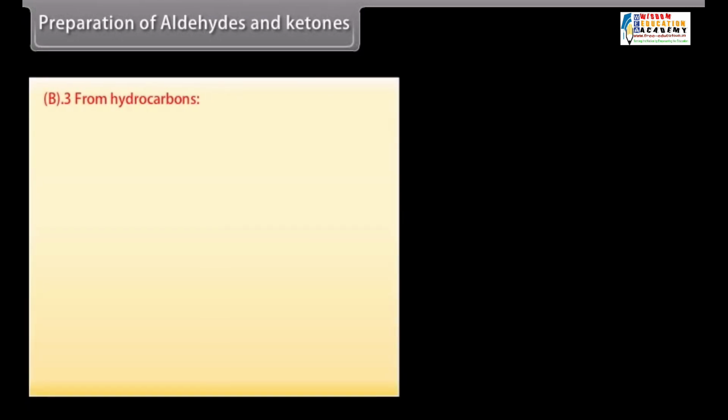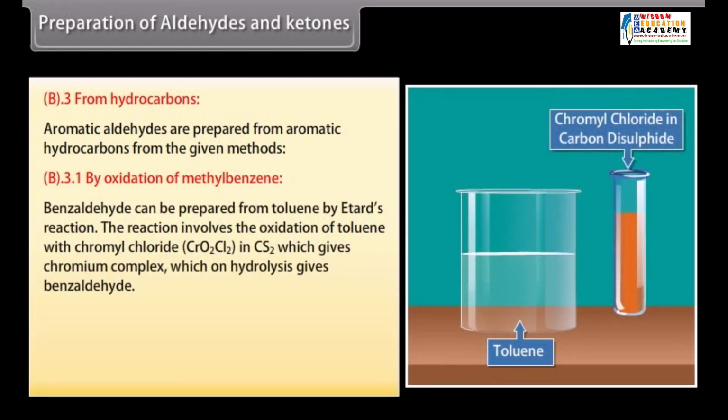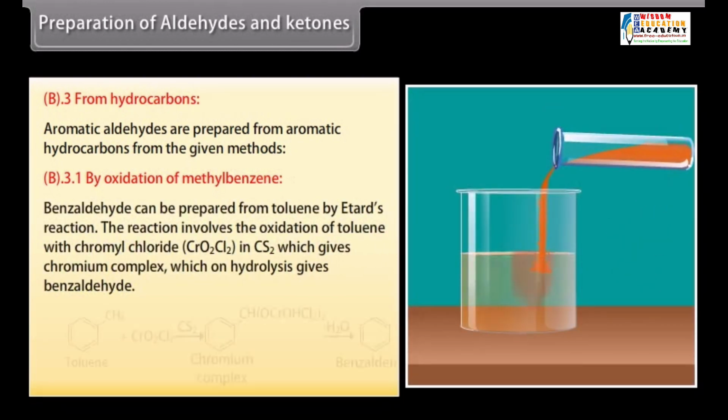Preparation of aldehydes and ketones from hydrocarbons. Aromatic aldehydes are prepared from aromatic hydrocarbons by the given method. By oxidation of methyl benzene. Benzaldehyde can be prepared from toluene by Etard's reaction.